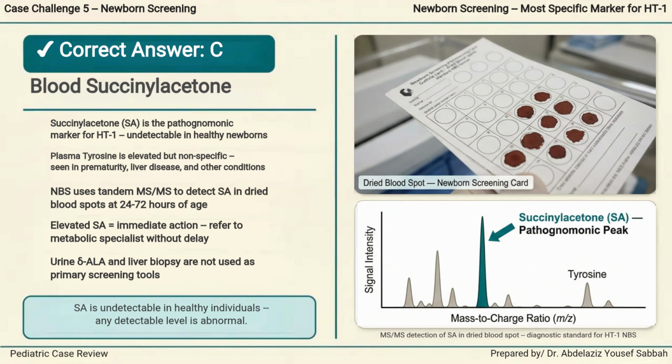Newborn screening uses tandem mass spectrometry to detect succinylacetone in dried blood spots collected at 24 to 72 hours of age. Elevated succinylacetone requires immediate action, meaning referral to a metabolic specialist without delay. Urine delta-aminolevulinic acid and liver biopsy are not used as primary screening tools. Remember, succinylacetone is undetectable in healthy individuals, so any detectable level is abnormal and demands urgent evaluation.